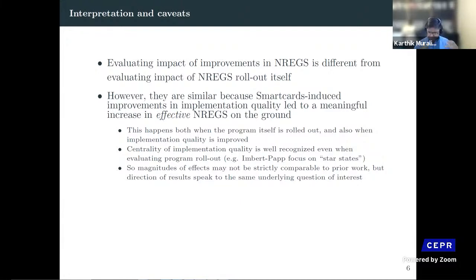But I think the deeper point here is that the existing literature also understands the centrality of implementation quality, right? So the important paper will look at only the star states because that's where the program got well implemented. So the way to think about the paper is the magnitudes of the effects may not be strictly comparable to prior work, right? Because it is studying a different reform, but the direction of the results will speak to the same underlying question of interest, because what you've done is you've increased how much effective NREGA there is on the ground.